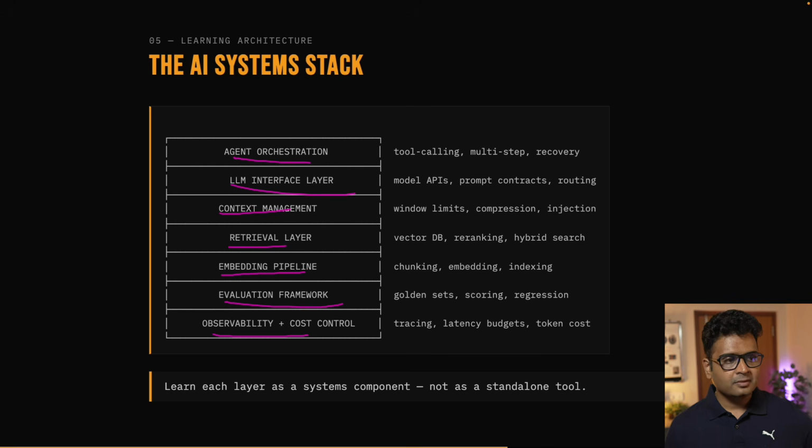So as and when you're planning your progression, you need to learn each layer as a system, understand what can go wrong, and build each one at least once. Now, that should be your curriculum as you plan your transition to the AI space from backend engineering.